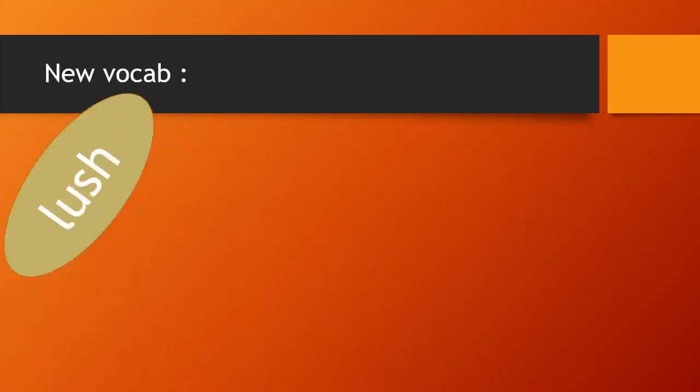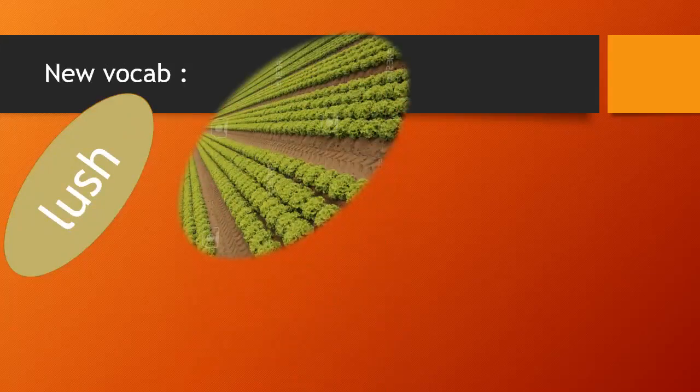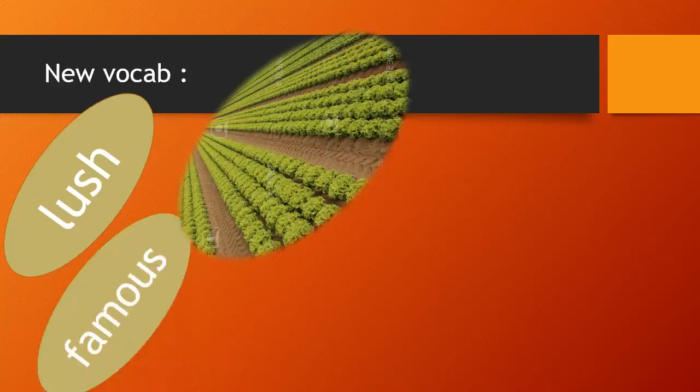So please let us go to the second part, our new vocab for today. The first one is lush. Lush means fertilized and good soil. This soil helps plants to grow up and become bigger.